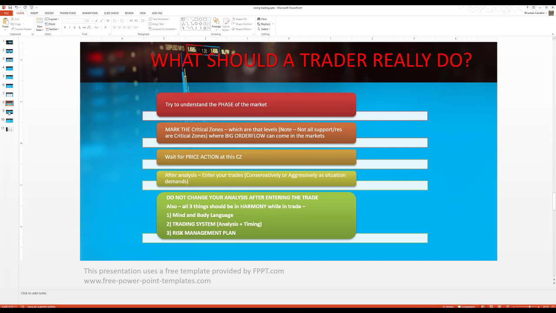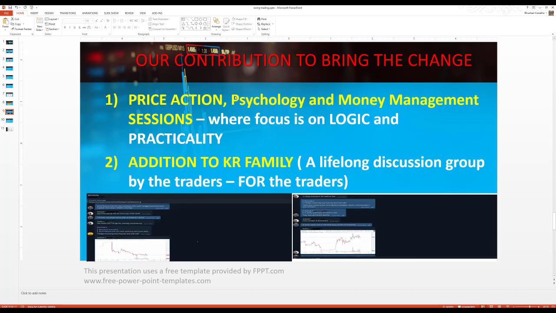Yeah, risk management. Right. So our contribution over here is price action, psychology, and money management in the sessions that we conduct, and the addition is also the KR Family, an open discussion group where you can discuss with anybody, and this is all the price structure. The sessions are structured based on basic and advanced levels, so you will learn end to end every month. In future, we will also be launching options strategies, where working people who want that can avail it. But it will take some time because we are also practicing the same.